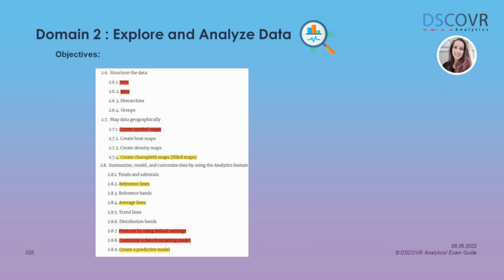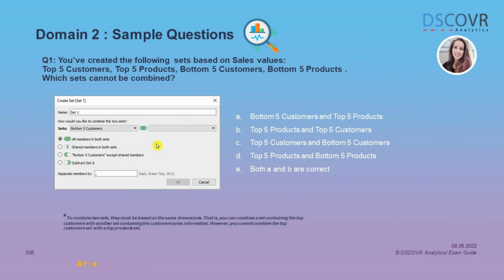All right, guys, let's take a look at some questions. In this question, we're told that we've created 4 different sets based on sales values. So we have our first set, which represents top 5 customers. Our second set represents top 5 products. And then we have 2 additional sets that represent the bottom 5 for both customers and products. And the question is asking us which sets cannot be combined.